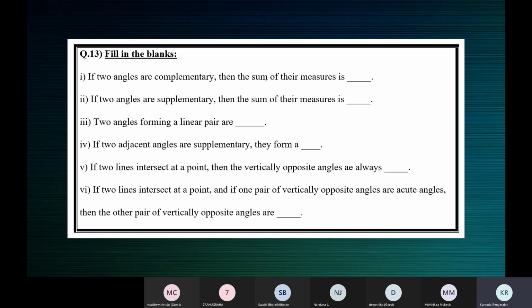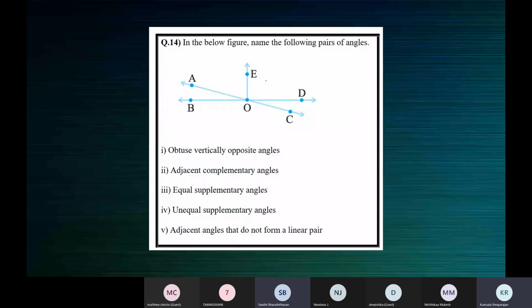Okay, take a picture of this one, children. Complete this. We'll see it in the next class. Yes, ma'am, took screenshot. Yeah, this one also. Yes, ma'am, you gave the solutions. Children, this one, question number 14. Take a picture. Complete this. Yes, ma'am, took screenshot.